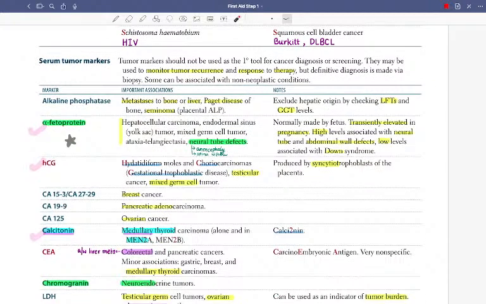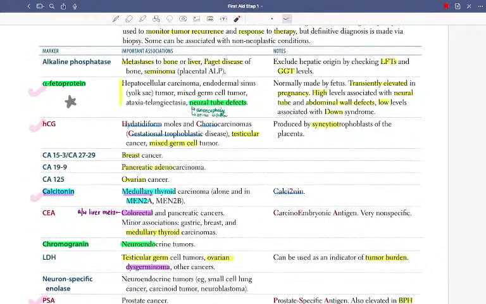Serum tumor markers for diagnosis and screening, very important. Alkaline phosphatase is bone, liver. ALP is liver especially. And GGT: exclude hepatic origin by checking GGT levels. So you have the biliary duct, that is GGT. ALP is also usually biliary duct. Seminoma is ALP, placental ALP.